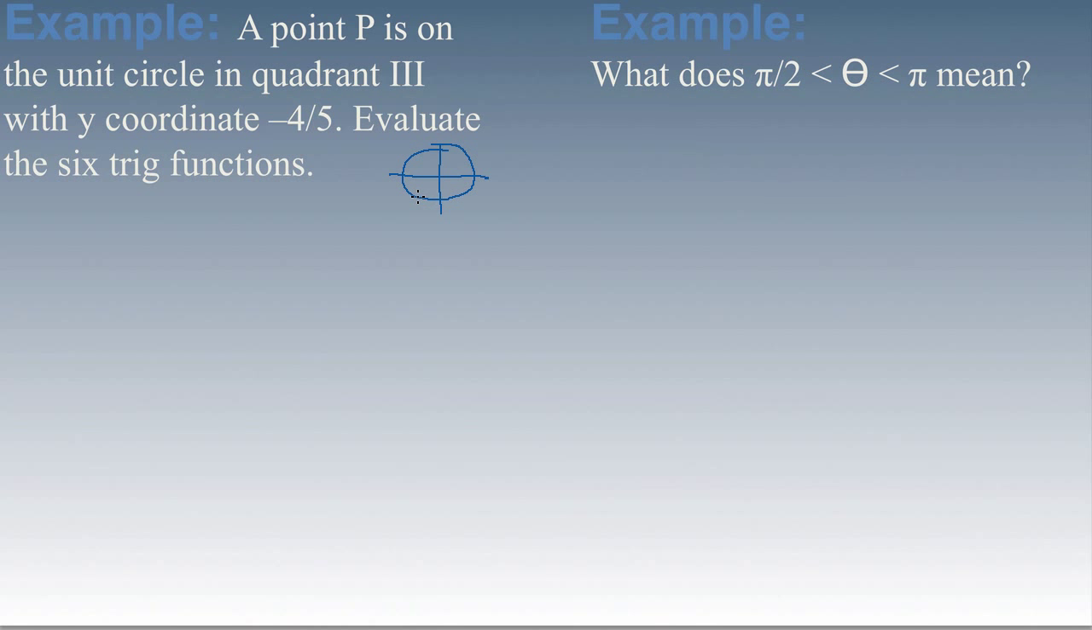of a unit circle, being in the third quadrant puts me down here, and I know that the y-coordinate is -4/5. In order to evaluate the 6 trig functions, I'm going to need the x-coordinate. Well, if it's on the unit circle, I know that the equation x squared plus y squared equals 1 must be true for all points. I have a y-coordinate, so I can substitute that in and solve for x.